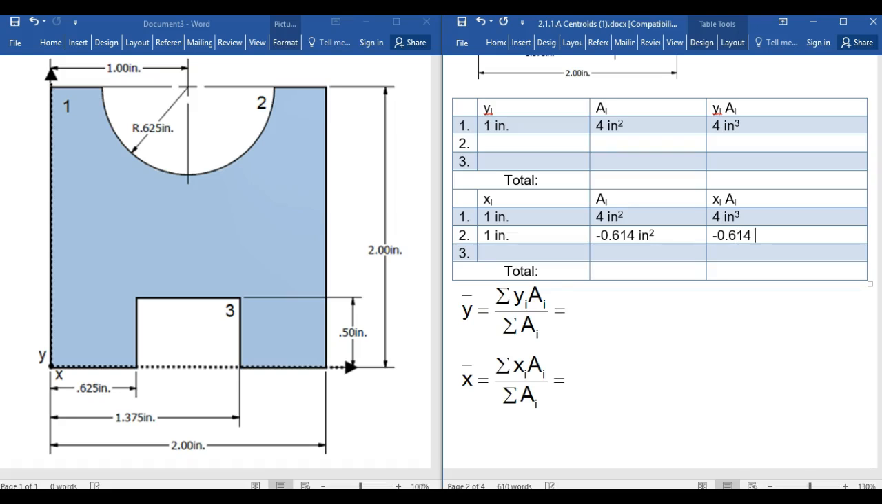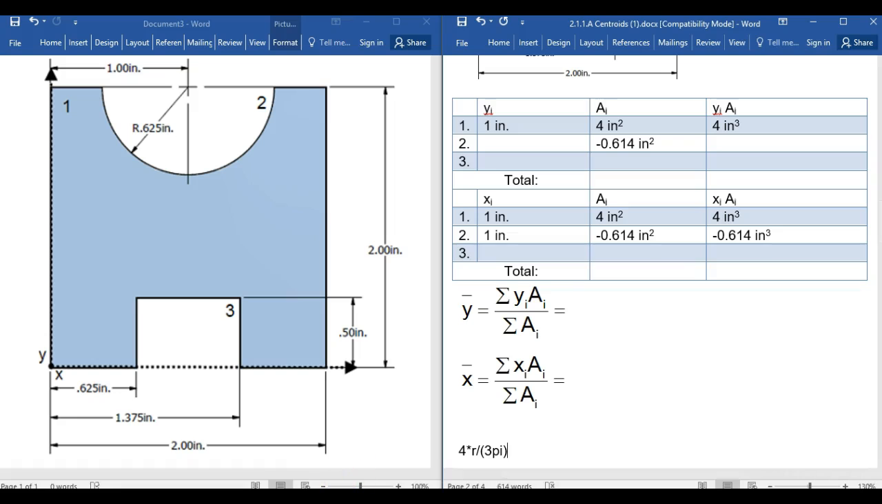0.614 inches cubed. Now we can come up here, and I know already that my area, since shape 2 is still that semicircle, the area is going to be the same, 0.614 square inches. But now I have to figure out what is my y centroid location. So if you remember, the equation for the y centroid is a little bit trickier. It is 4 times r divided by 3 pi.